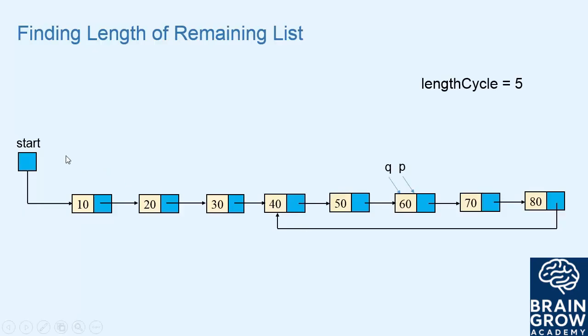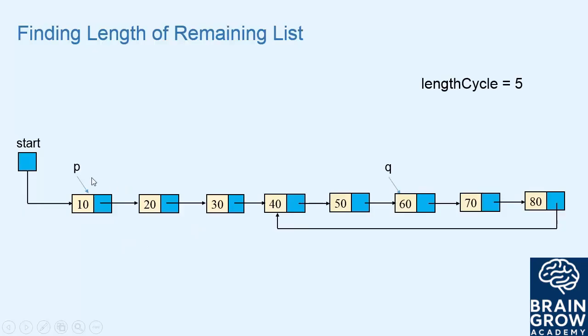Now we'll see how we can find out the length of the remaining list. For this, we'll let the reference Q be here only, and we'll take this reference P to the first node of the list. Now we'll move both these references one node at a time till they meet. So the number of times they move before meeting will give us the length of the remaining list.